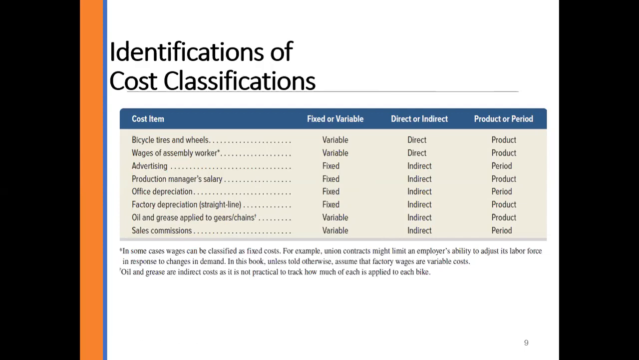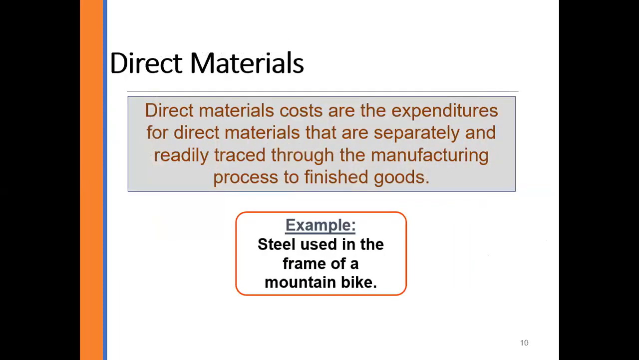So that'll be fun. Okay, so direct materials are the materials that are directly related to a product, right? So the materials that can be easily associated or readily traced to the finished good. So it's giving us the example here of the steel that is used in the frame of a mountain bike. You know, we could come up with 100 different examples of this.